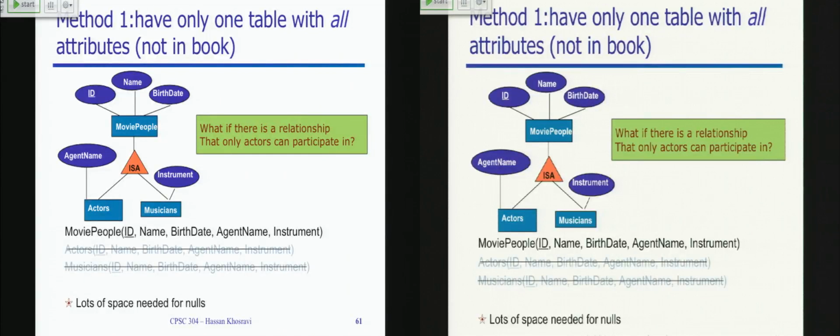When would this be a good table to use? If most of my queries are about my movie people, and I only want to know whether they're actors or musicians, but I don't really have much more information or relationships going with those, then this might be a good way to do it. Other than that, probably not.